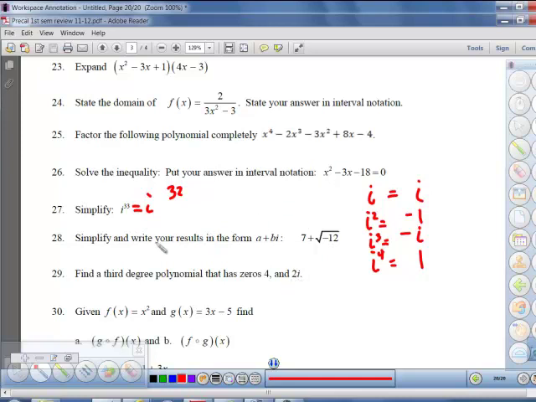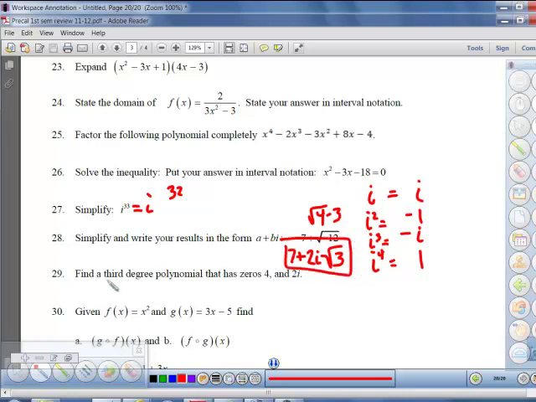Okay? Here it says simplify and write your results in this form. So here this is 4 times 3. The square root of 4 is going to be 2, so I have 7 plus 2, and then since it's negative, the i is going to come out, and we have radical 3.